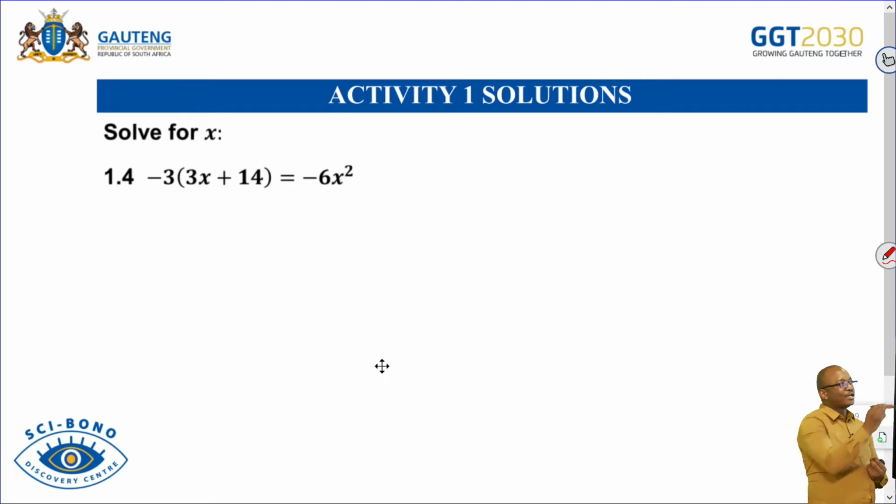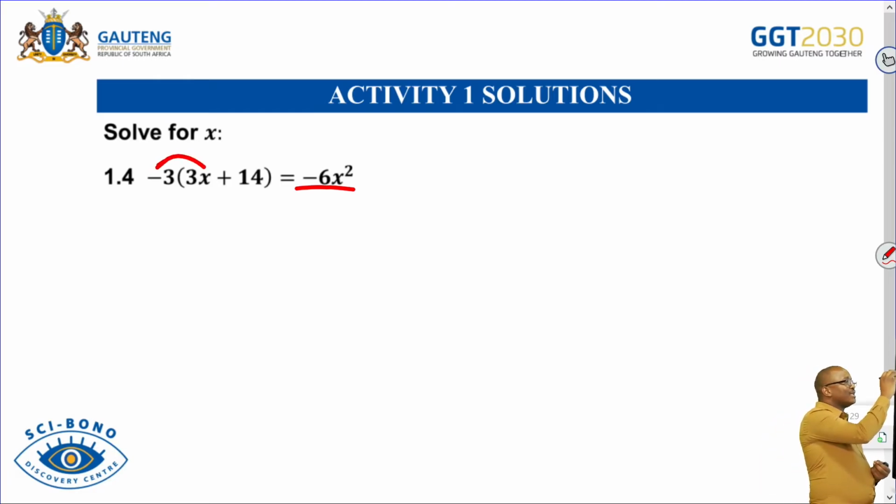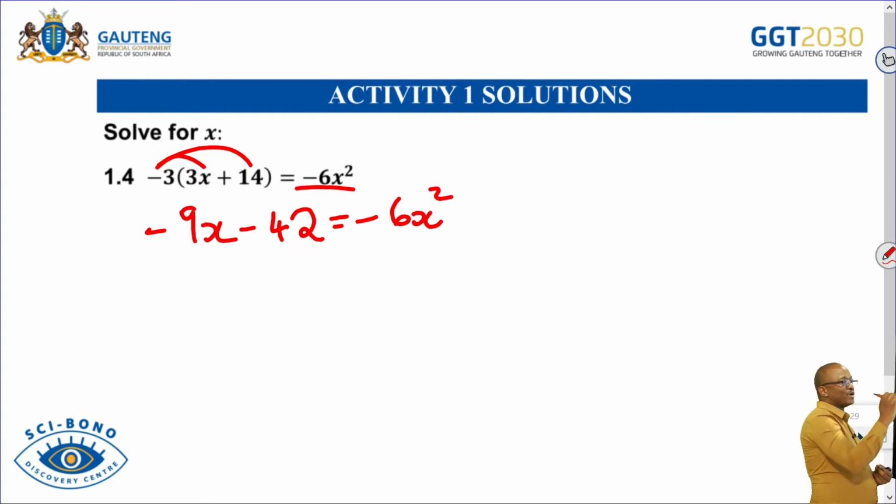Why are we removing the bracket? Because our equation is not equal to 0, correct? And we can't factorize it like that. So now we have to multiply inside the brackets. We're going to have -3 multiplied by 3x, we are going to have -9x. Then -3 multiplied by 14, you will take your calculator and multiply them. But I know that is going to give you your 42. Then it's equal to -6x squared.